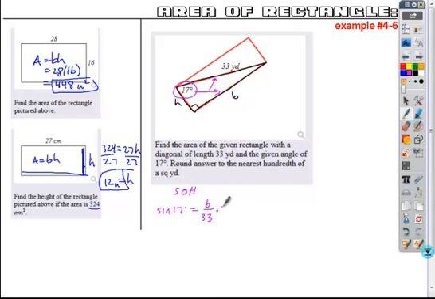So I can solve for b by multiplying both sides by 33. I'm going to go ahead and just leave it here for right now. Okay, I'm now going to look for my height. Okay, my height is this leg.